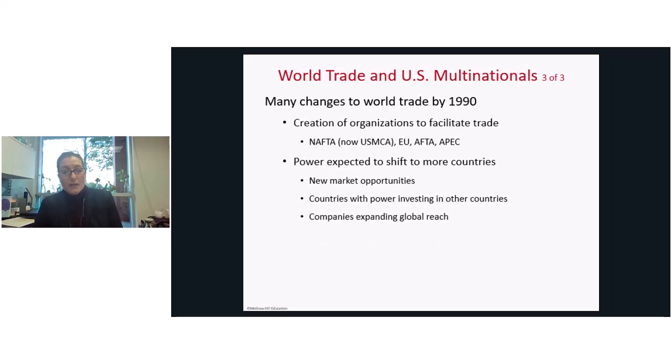Shifting into the 90s, there were many changes in the world trade market, with the creation of organisations to facilitate trade, such as NAFTA, which is now USMCA. The EU bloc was formed, as well as the Asia Pacific APEC, and AFTA. So power was expected to shift to more countries, with new market opportunities and countries with power investing in other countries. We saw that happen, and companies expanding globally.